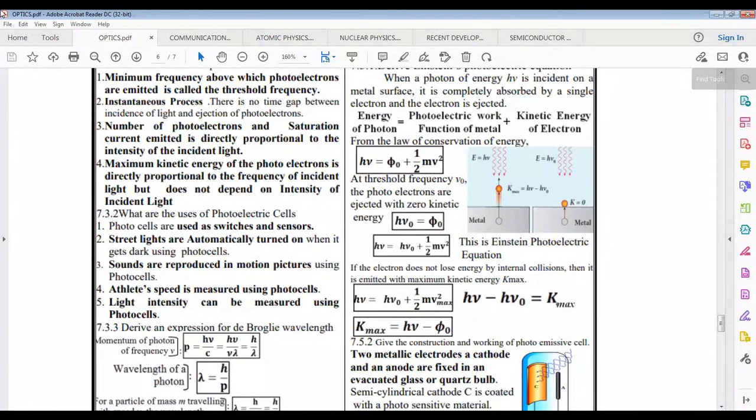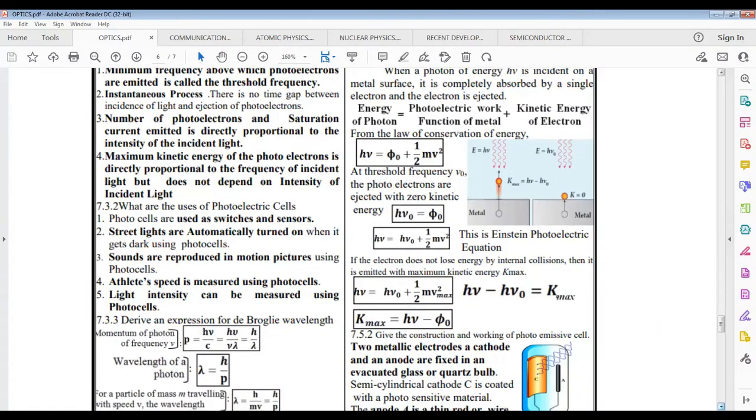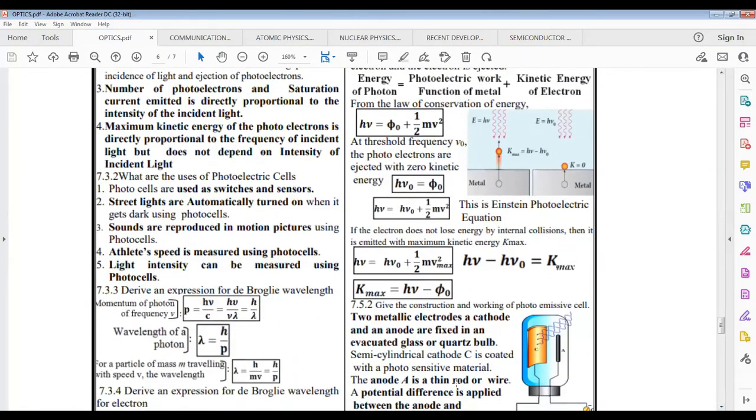As p is equal to h nu by c, p is equal to mv, you know. Here we are writing p is equal to h nu by c. The c is nothing but frequency into wavelength, so c becomes nu into lambda. Nu gets cancelled. So p is h by lambda, or lambda is equal to h by p, where p is the linear momentum. So lambda is equal to h by mv, h by p.